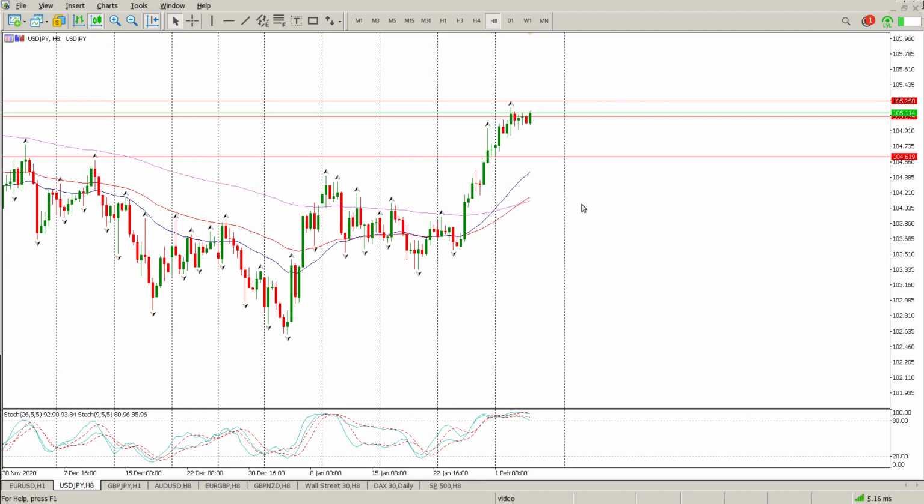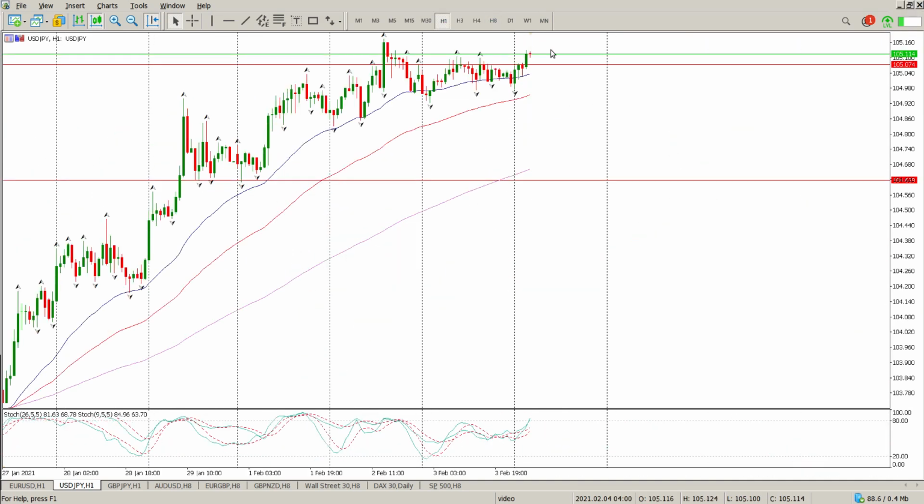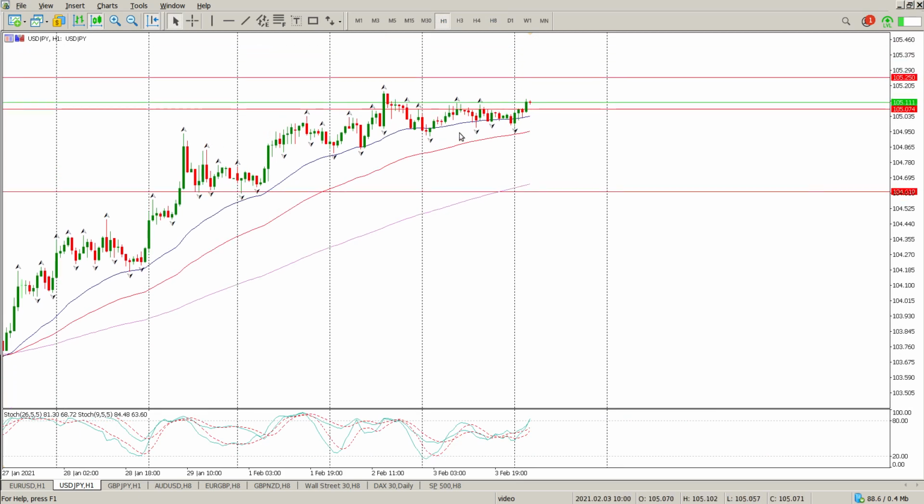We have a similar situation, obviously, on the USD Japanese yen. So you can see we have two levels here. The first one is 105.074, which is where price is flirting with at the moment. And then there's a bigger level to the upside of 105.250. But you can see yesterday was pretty much sideways. And today we've had a bit of a squirt above, but I'm not entirely convinced we are going to continue. We may just squirt up and then come down.